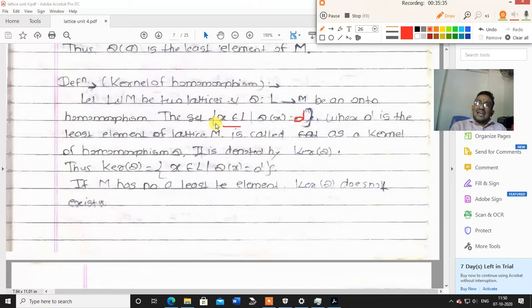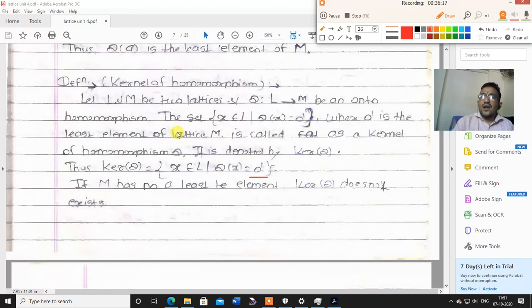It is a set of elements of lattice L such that theta of x is equal to 0 dash, where 0 dash is the least element in lattice M, and this set is said to be the kernel of homomorphism, denoted by kernel of theta. Therefore kernel of theta is the set which collects the elements x of L such that theta of x equals 0 dash, where 0 dash is the least element in lattice M.